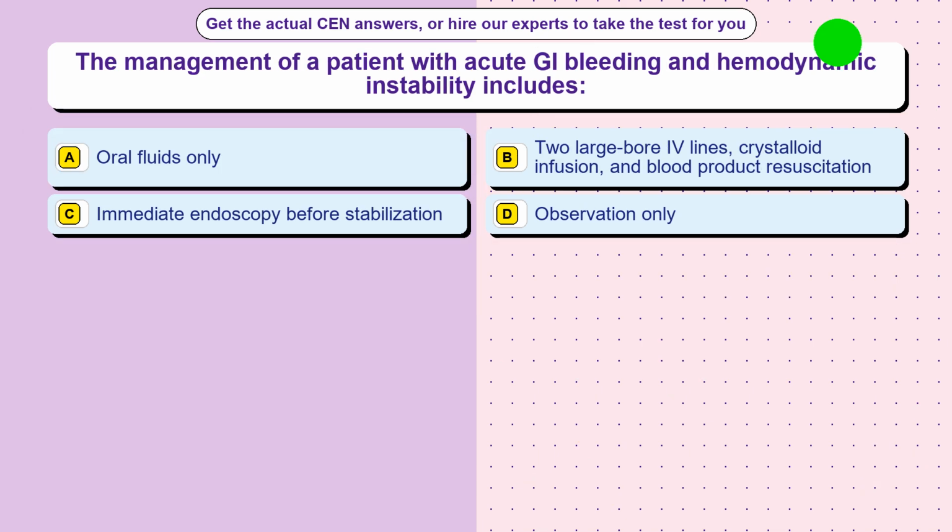Question 12. The management of a patient with acute GI bleeding and hemodynamic instability includes: Option A, oral fluids only. Option B, 2 large bore IV lines, crystalloid infusion, and blood product resuscitation. Option C, immediate endoscopy before stabilization. Option D, observation only.